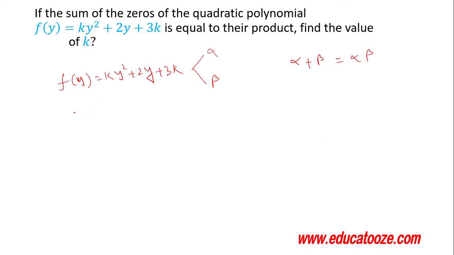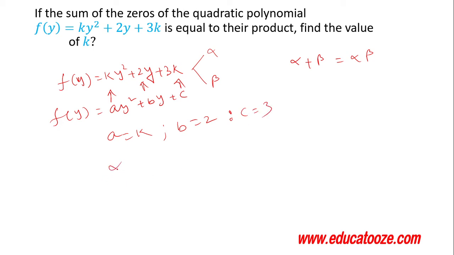Now let us compare this with the standard form of the quadratic polynomial, that is f of y equal to ay square plus by plus c. If you compare with the given polynomial, we get a equal to k, b equal to 2, and c equal to 3k.